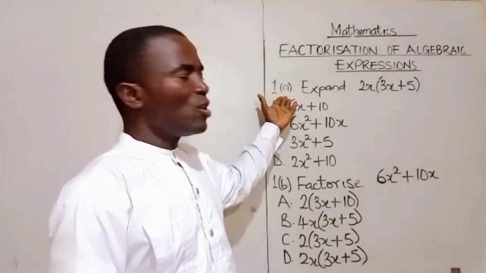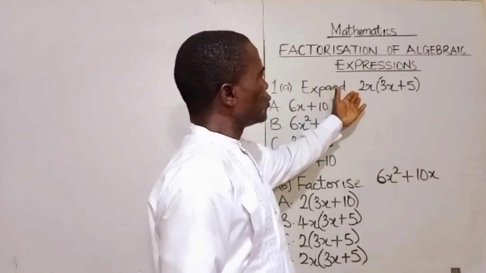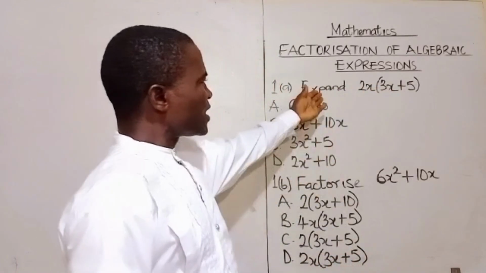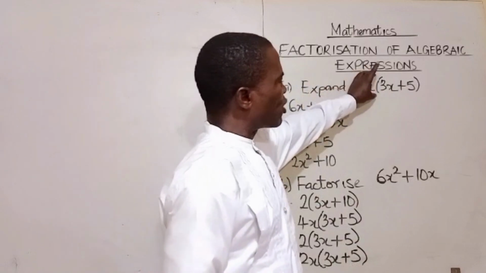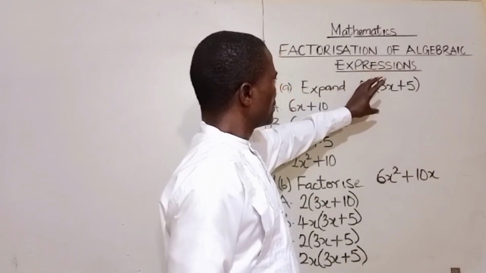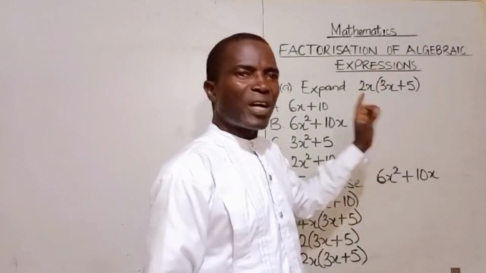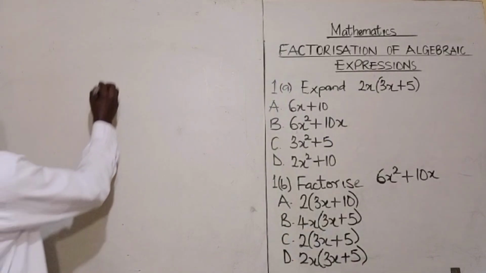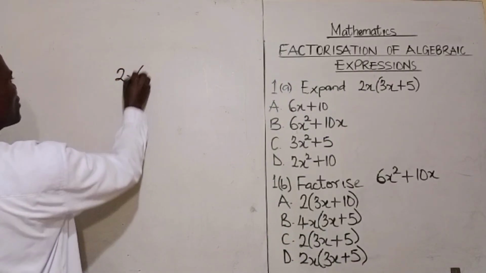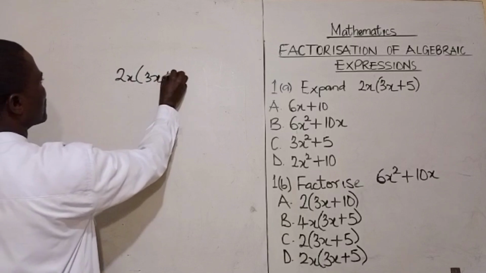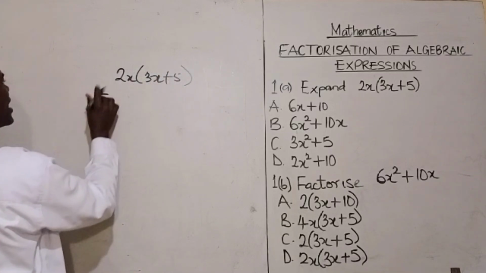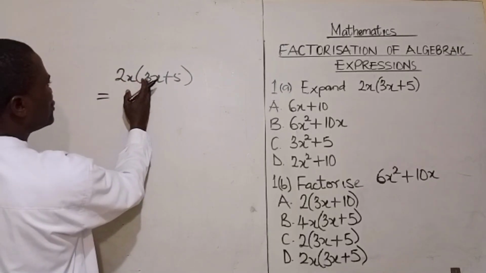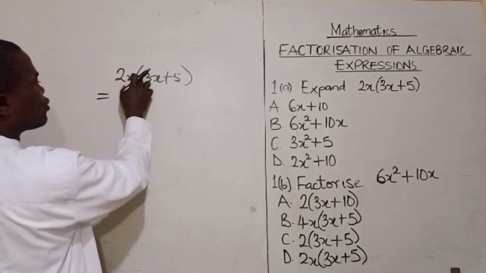Example 1. We are asked to expand 2x into brackets 3x plus 5. This is an expansion, and the result we obtain from expansion will be returned by factorization. Let's look at it now. If we have 2x into bracket 3x plus 5, we are going to make use of this 2x to open this door. This is the appropriate key that we are going to use to open this door.